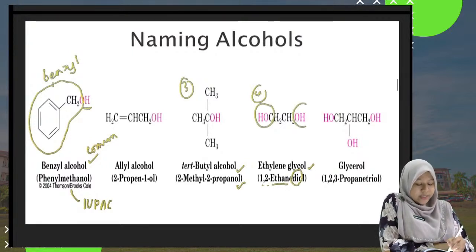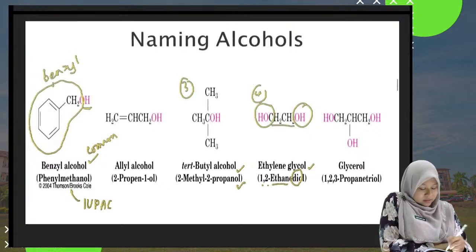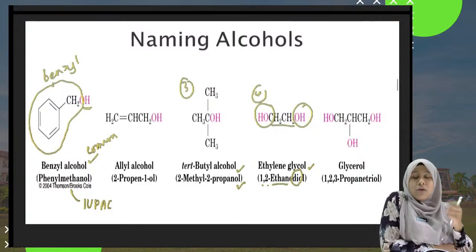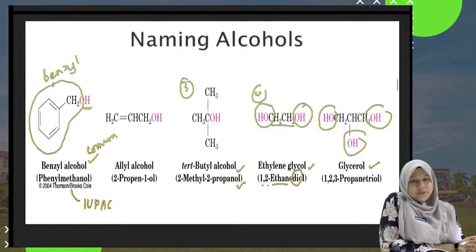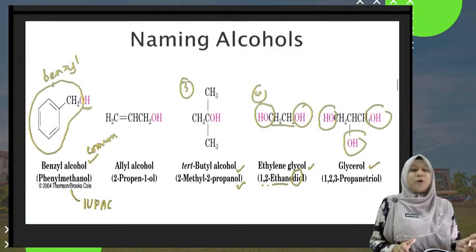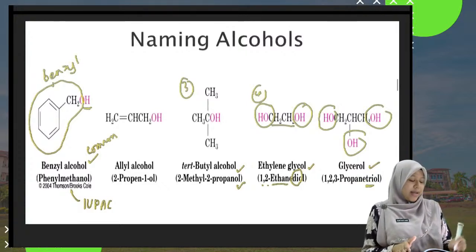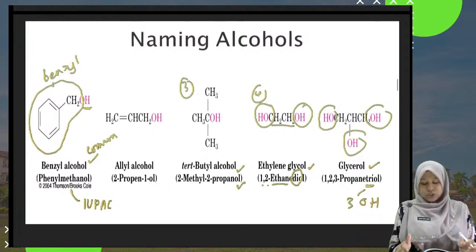So we have 2 OH groups attached to the carbon chain. So the naming must be called diol. Okay, if we have one, it is alcohol; the second, we have diol. Okay, then for the fifth structure we have 3 OH groups attached to the carbon chain. So the common name is glycerol. Okay, and the IUPAC nomenclature we call as 1,2,3-propanetriol. Tri refers to the 3 OH groups that are present in the structure.